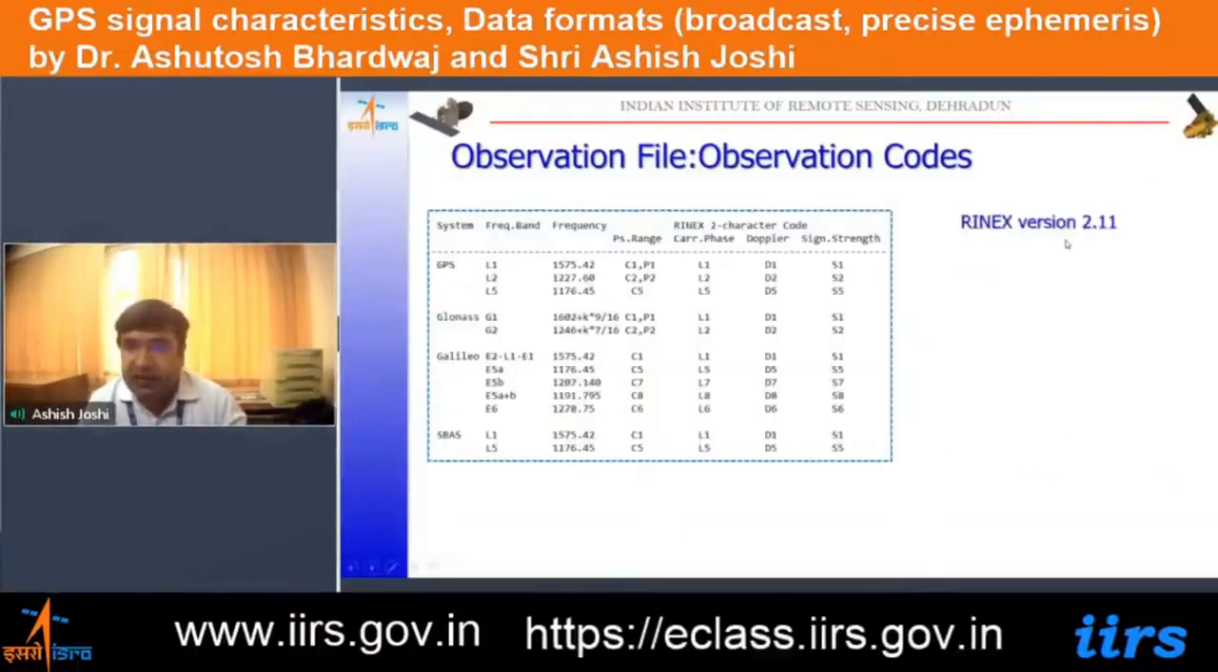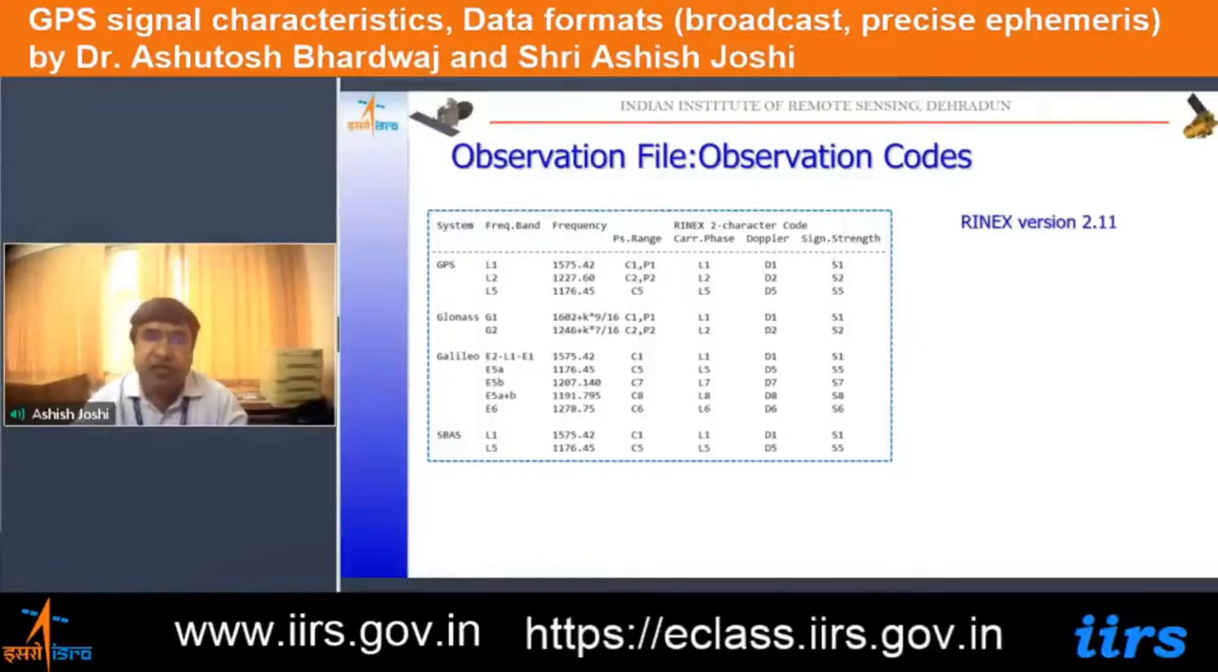Likewise, in RINEX version 2.11, we have different satellite combinations. For the GPS satellite constellation, we have these codes. We have GLONASS, where G1, G2 are the frequency band codes, and Galileo, we have these codes, and for the ISRO system, we have these codes. Each code has different characteristics: C1, P1 represent the pseudo range, L1 represents the carrier phase, D1 is for the Doppler, and S1 is for the signal strength.